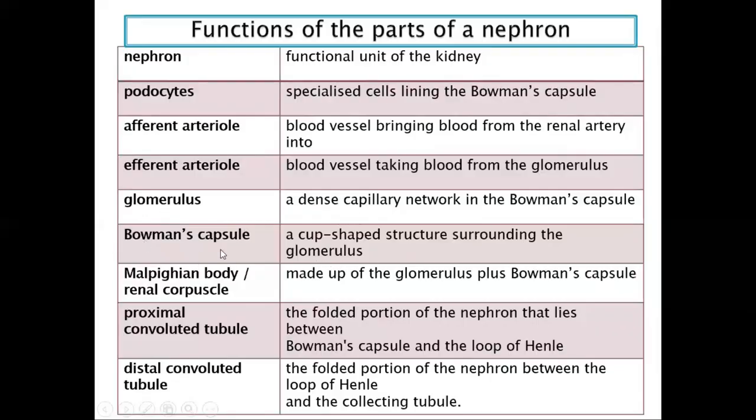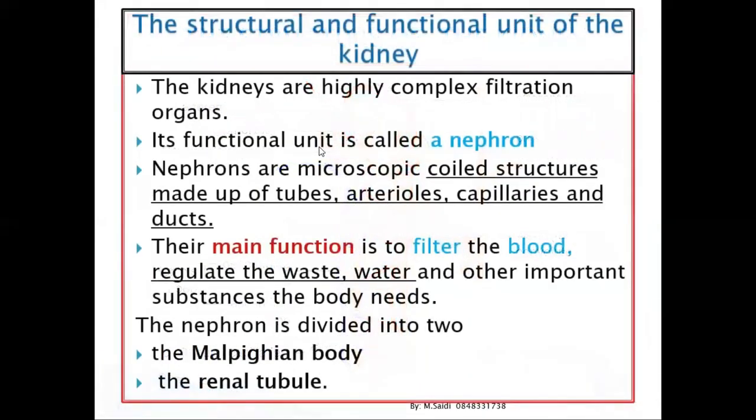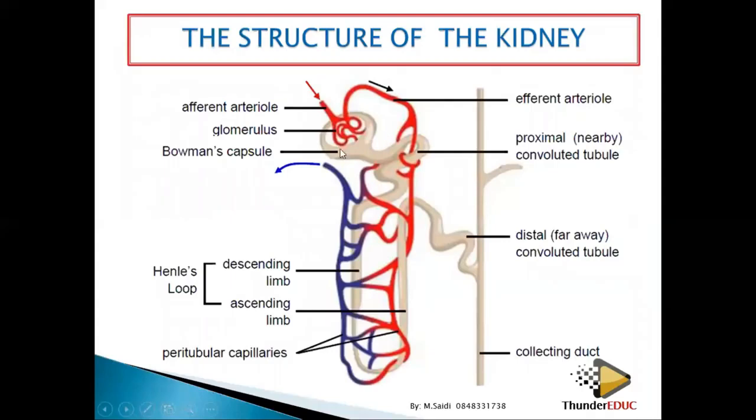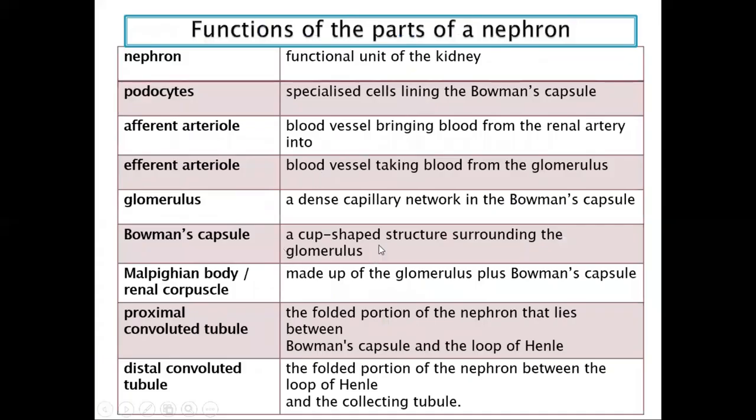Then you have what you call the Bowman's capsule. This is a cup shape. It's like it allows substances to be held. So it is a cup-shaped structure surrounding the glomerulus. If you look at it here, you'll find out that it's like a cup. So what does it surround? The glomerulus.